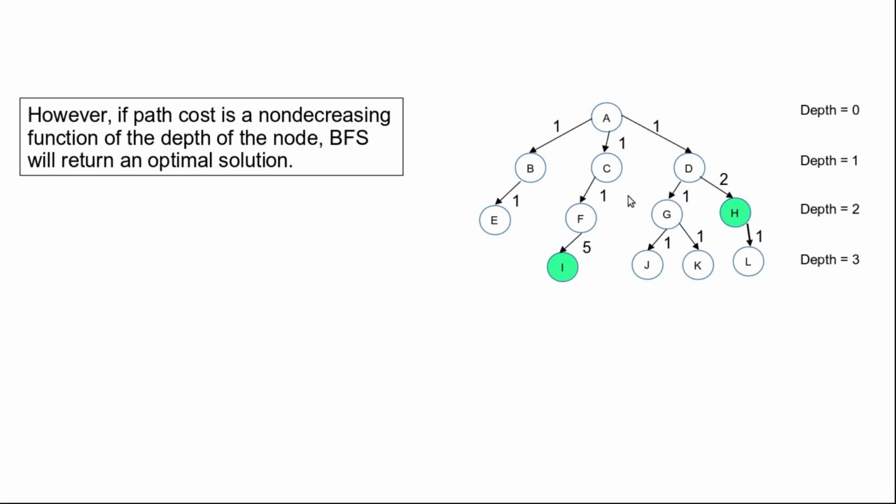So in this example, BFS will again return the shallowest goal node as the solution. So it would again return H as the solution, but now H is the optimal solution because its path cost is only 3, whereas the path cost of I is 7. So in this case, BFS will return the optimal solution, and we are getting the optimal solution because the path cost is a non-decreasing function of the depth of the node.